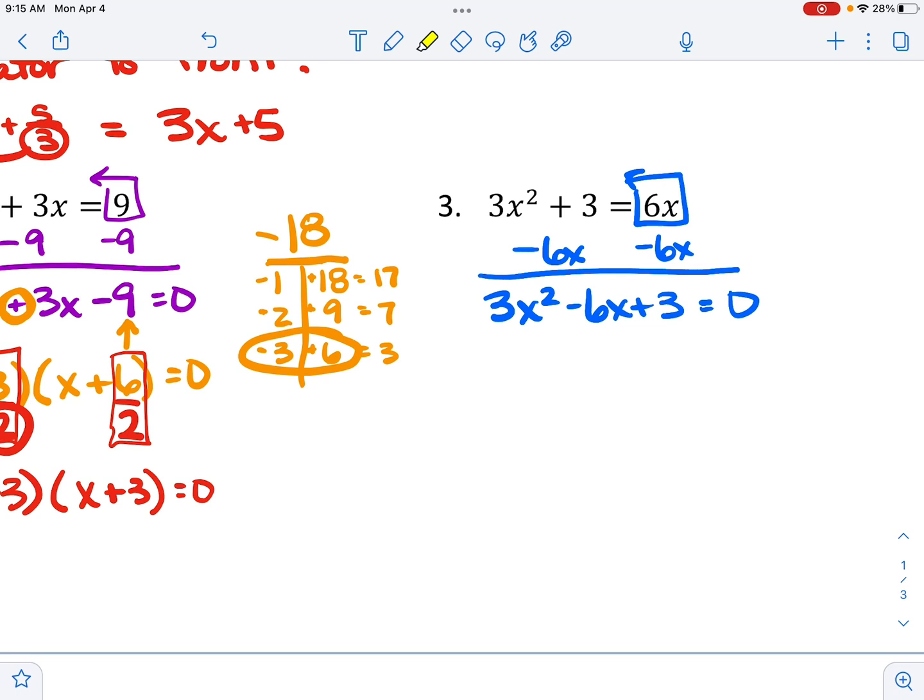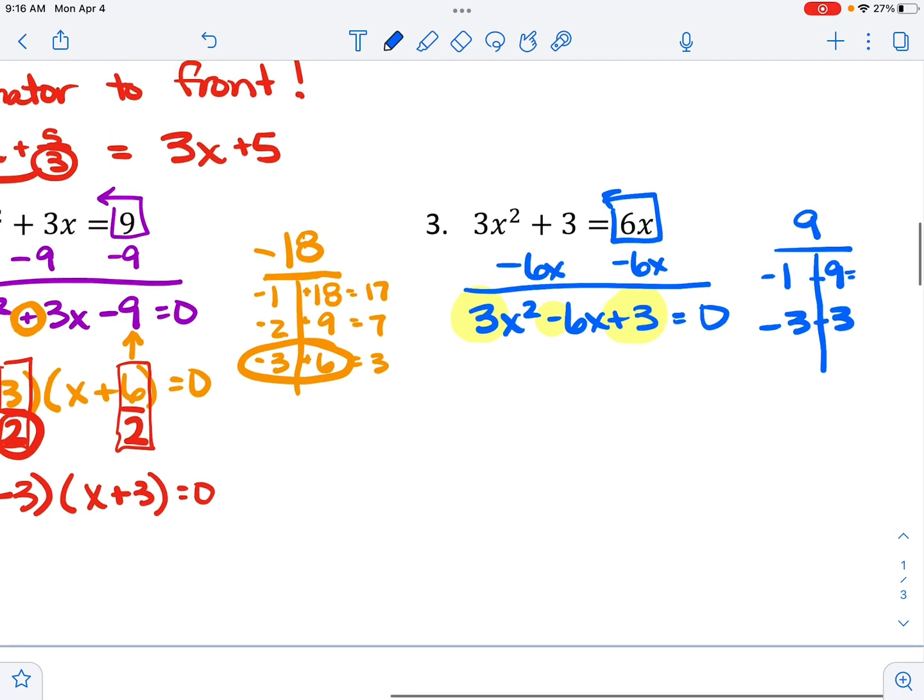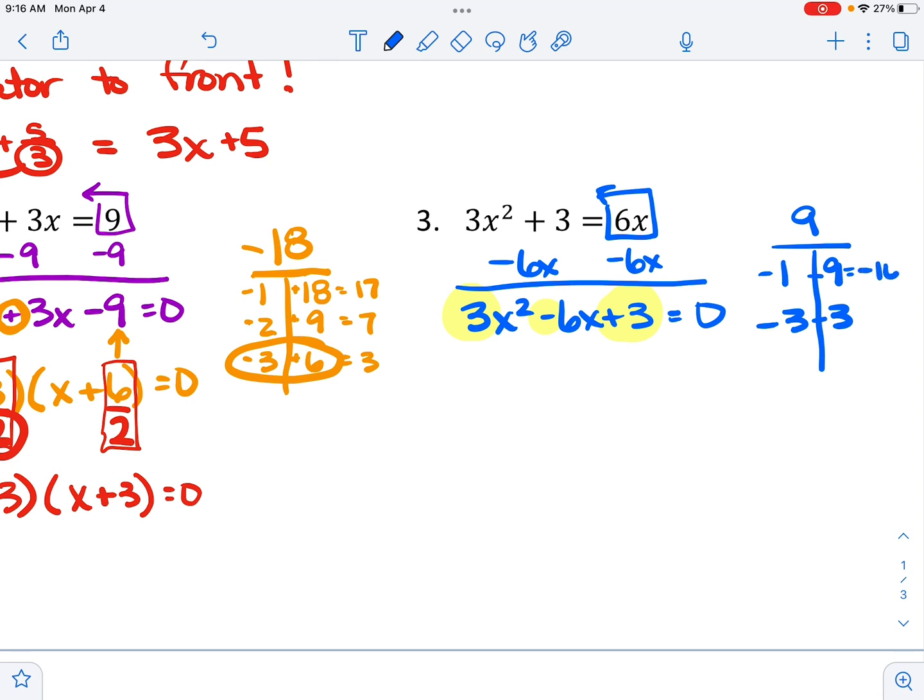We multiply our a times our c. 3 times 3 is 9. We find all of our factors. That's 1 and 9 and 3 and 3. Because our 9 is positive, both of them either have to be positive or both of them have to be negative. Because our 6 is negative, they're both going to be negative. Then we add our factors together. That's a negative 10 and a negative 6.